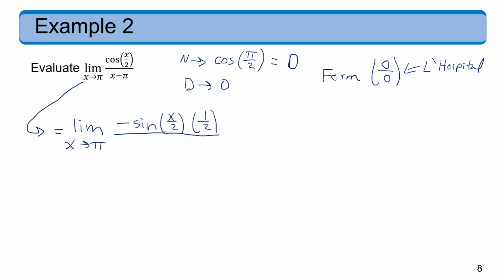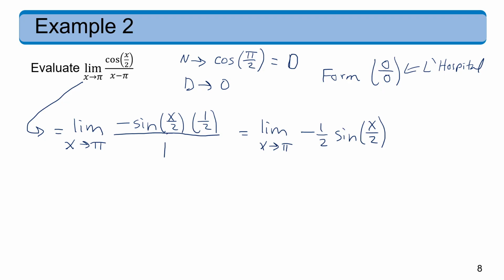Now in the denominator, the derivative is 1 minus 0, which is just 1. So let's keep our limit sign and do some simplification before we take the limit. We don't need to write over 1. So the numerator could be written as negative 1/2 sine of x over 2. This is our new limit, so let's think about how we would approach evaluating it.